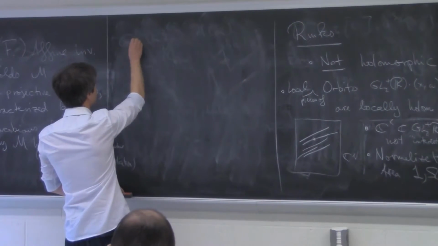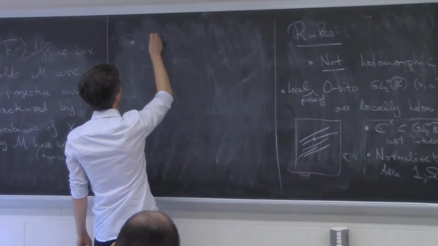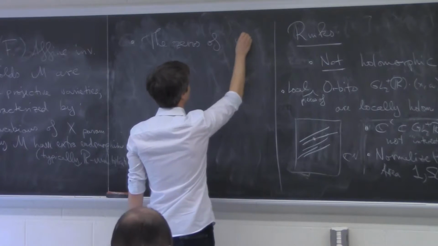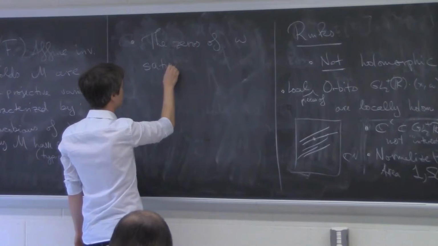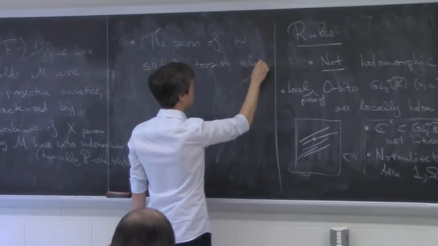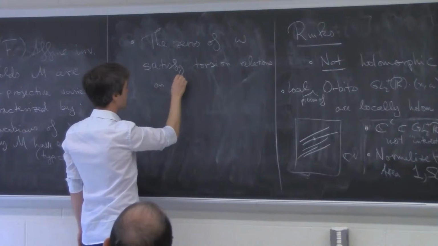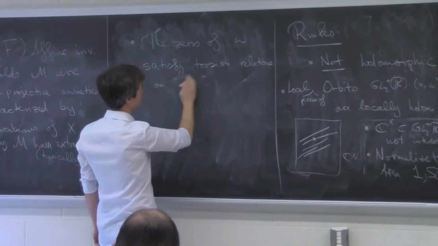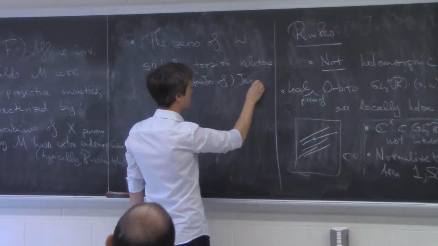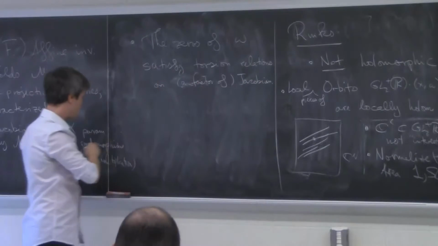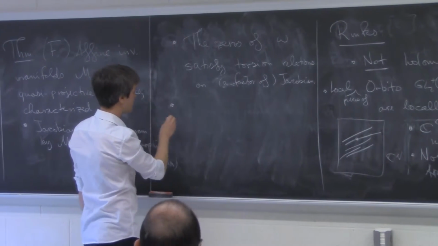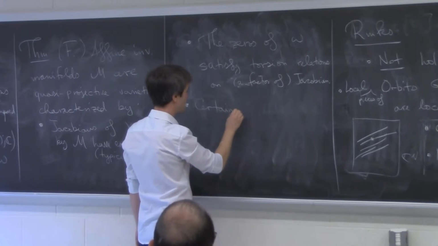So the second condition is that the zeros of omega satisfy certain torsion relations on, maybe, a factor of the Jacobian. I'll try to at least give a flavor of what these kinds of conditions mean. And the last condition is a dimension condition. So a certain dimension bound is achieved.